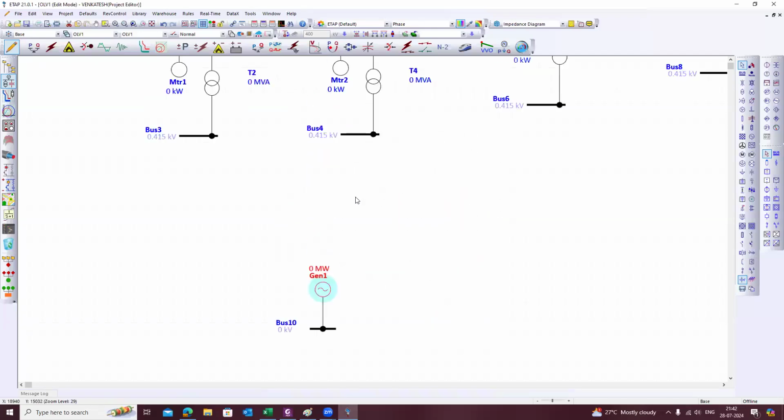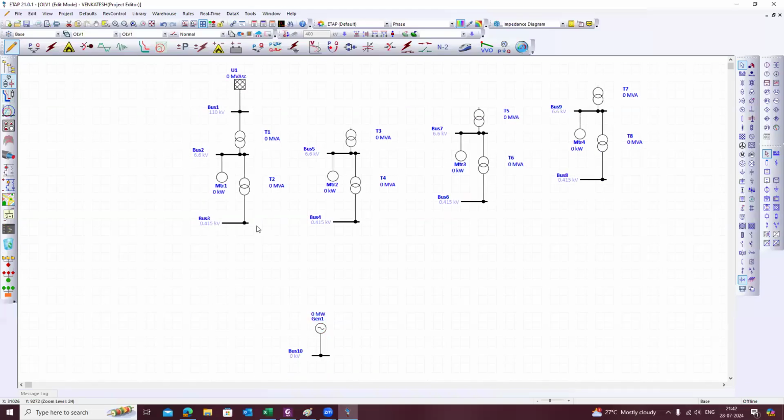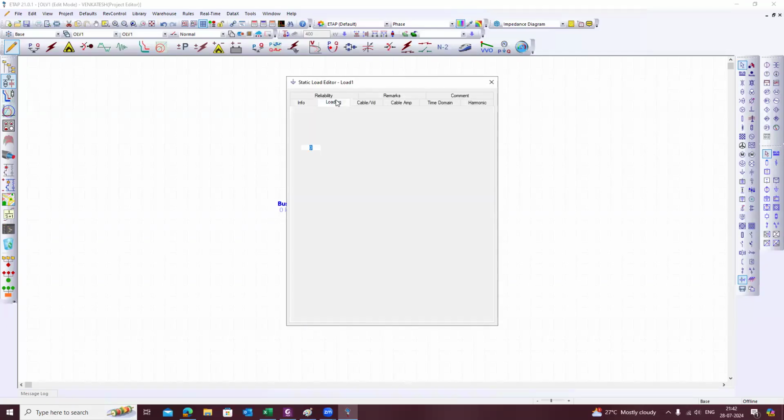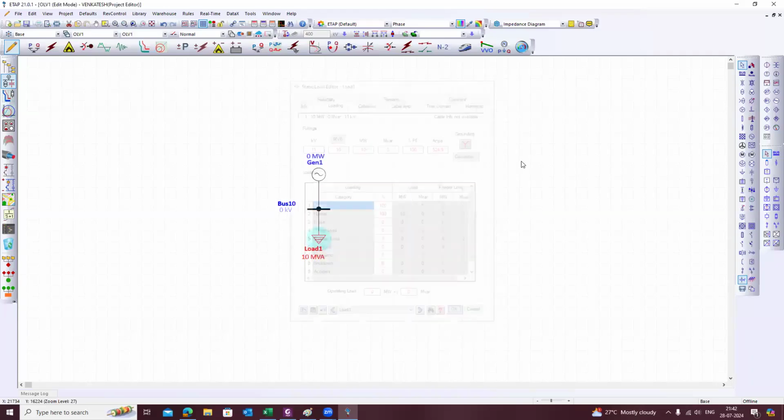How it will be? First, let me disable all these things. I think some error I am getting here. Right. Now let's suppose I am connecting a generator to this, for example, load to this. Let's suppose the load is 10 MVA and the bus voltage is, let's suppose, some 11 kV here.